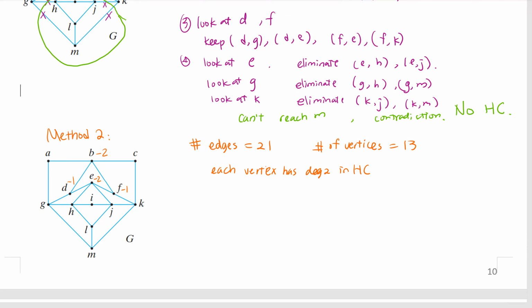K has degree 4, we want to eliminate 2 edges. G has degree 4, eliminate 2 edges. H has degree 4, eliminate 2 edges. I is good. J has degree 4, eliminate 2 edges. L degree 3, eliminate 1 edge. M degree 3, eliminate 1 edge. So you can see those labels. Okay, so we label the number we want to eliminate.